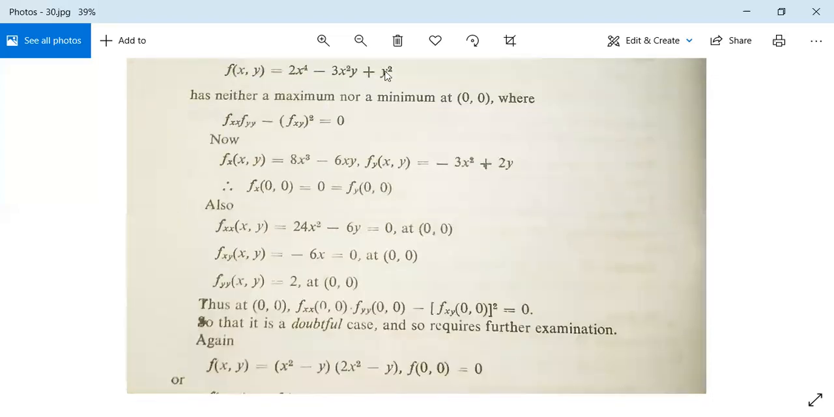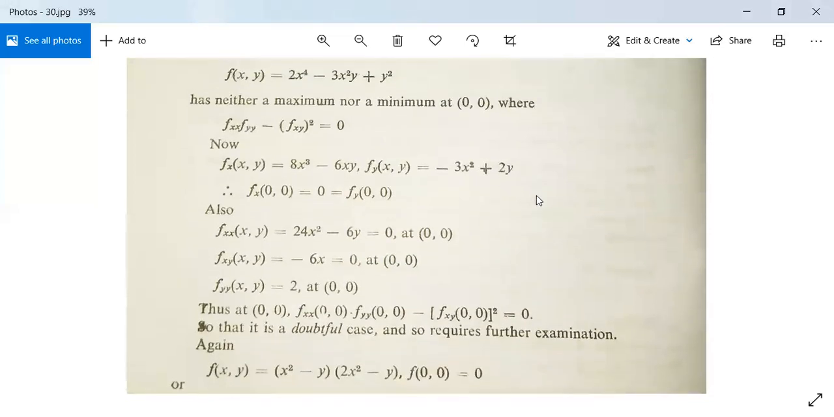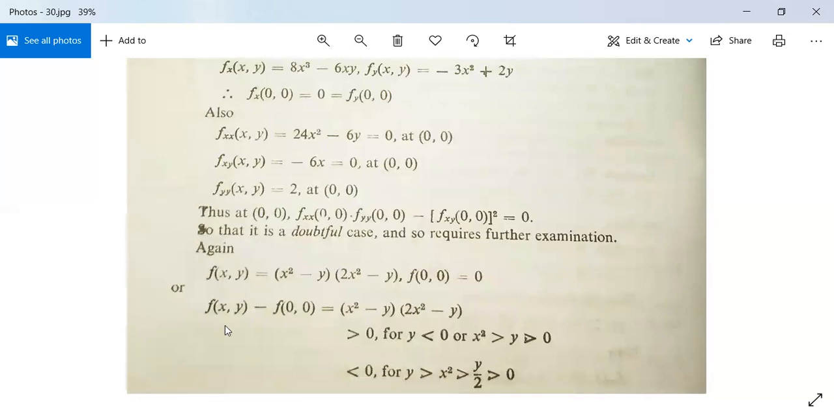See this function f(x, y), it can be written as (x square minus y) into (2x square minus y). When you multiply these two, you will get the same function f(x, y), and therefore f(0, 0) is your 0. Now f(x, y) minus f(0, 0) will be (x square minus y)(2x square minus y) minus 0. So it is greater than 0 for y less than 0. अगर y less than 0 है, देखो y less than 0 है, so this will be positive, this will be positive, this 2x square is positive, this x square is positive, so whole will be greater than 0.